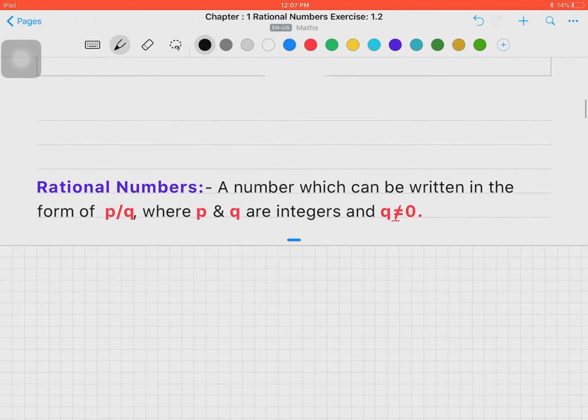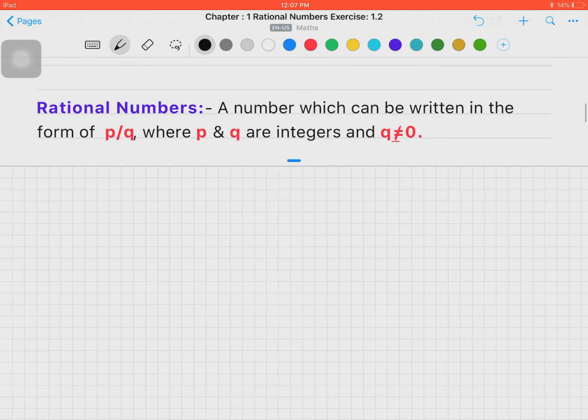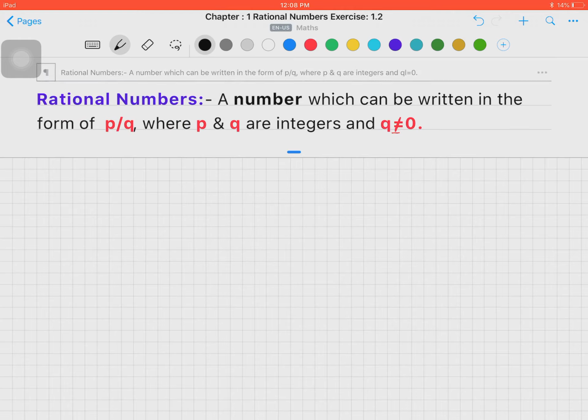So in this chapter we will be just looking at the rational numbers and their representation on the number line. Before that you should remember the definition of a rational number. A number which can be written in the form p by q, where p and q are integers and q is not equal to 0, is called a rational number. So now see how we can represent a rational number on the number line.